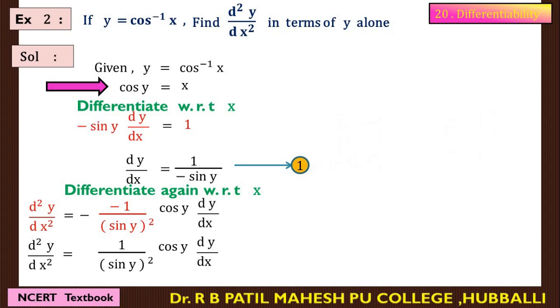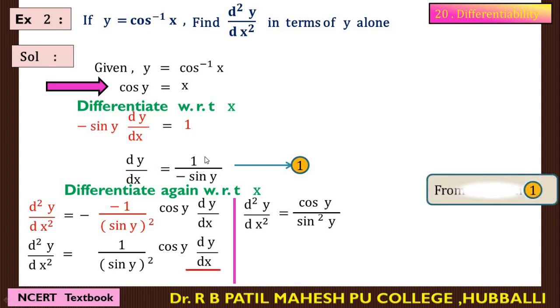So therefore the double derivative is equal to cos y in the numerator as it is, divided by sin square y. Sin y whole square is nothing but sin square y. Now the dy by dx function is substituted from equation 1 as 1 upon minus sin y. Now on the right side we have a function of the y variable only. This is the required answer.